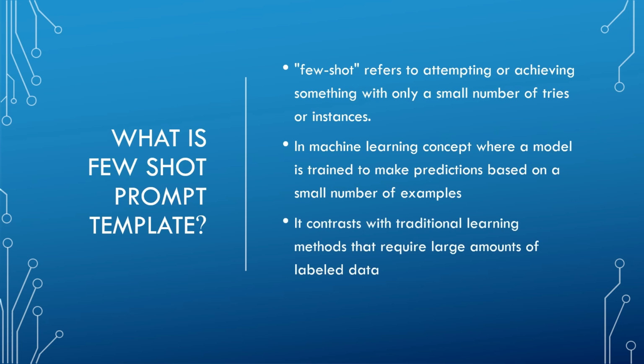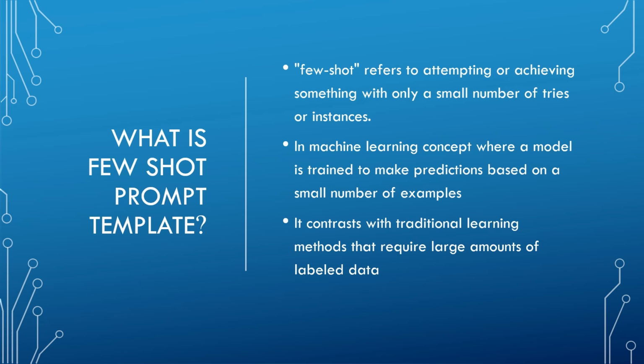Traditional learning methods often require large data sets with many labeled examples to achieve high accuracy. However, few-shot learning challenges this norm by enabling models to generalize from just a few instances. This method is particularly useful in situations where collecting extensive labeled data is difficult, expensive, or impractical. For example, in medical research, obtaining a vast number of labeled images of rare diseases can be a significant hurdle. Few-shot learning addresses this by requiring only a limited amount of data to make accurate predictions.